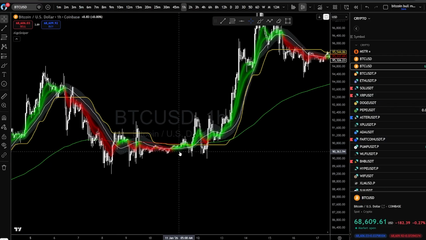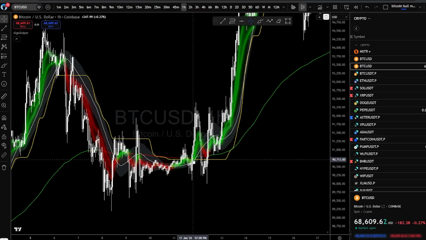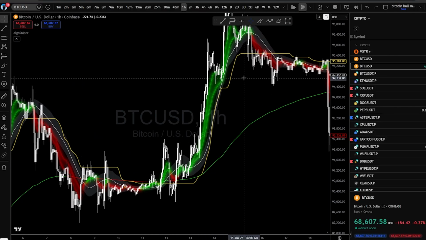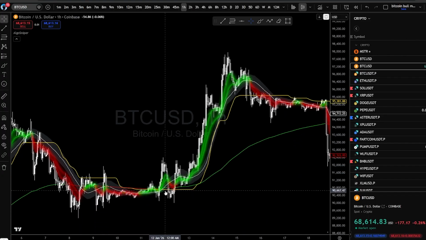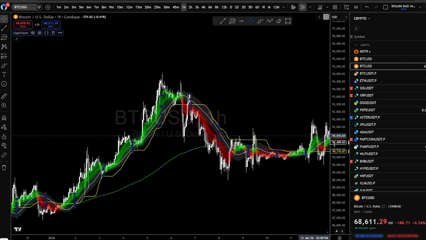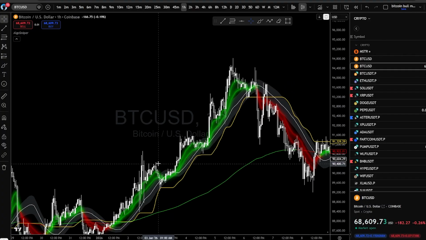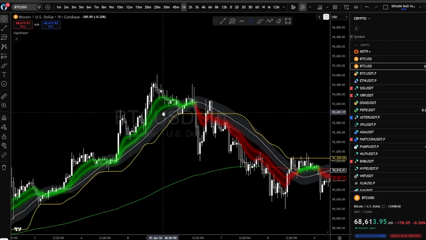Bitcoin started to break and close above all of the indicators, the 200 EMA, the sniper cloud, the super trend, the bands. And look, you have a nice, strong, massive move. When everything flips bullish, you can get a very big move. And look at this. You have a very strong bullish move here.